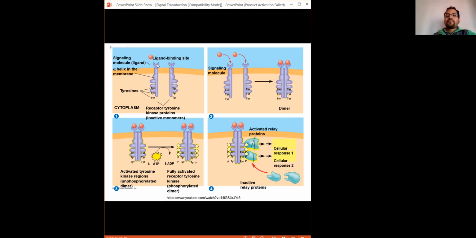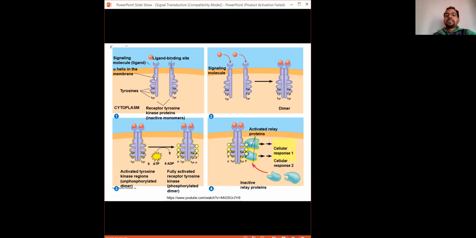It also has 3 sites. One domain is present outside the cell, another one is the transmembrane region, and one region remains inside the cytoplasm. So this is one molecule of RTK, receptor tyrosine kinase, and another molecule of tyrosine kinase is also found in the vicinity. That means in close proximity, 2 molecules remain.